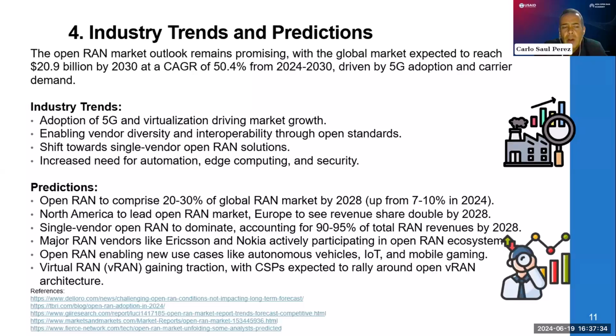So the prediction about all of this evolution in the RAN, and in particular for Open RAN, is that we expect 20 to 30% of the global market to be Open RAN by 2028. Today we expect something like 7 to 10% in 2024, but for Open RAN we're expecting maybe between 20 and 30% by 2028. North America will lead the Open RAN market. Europe will see models based on revenue share, to see this model of Open RAN by 2028.